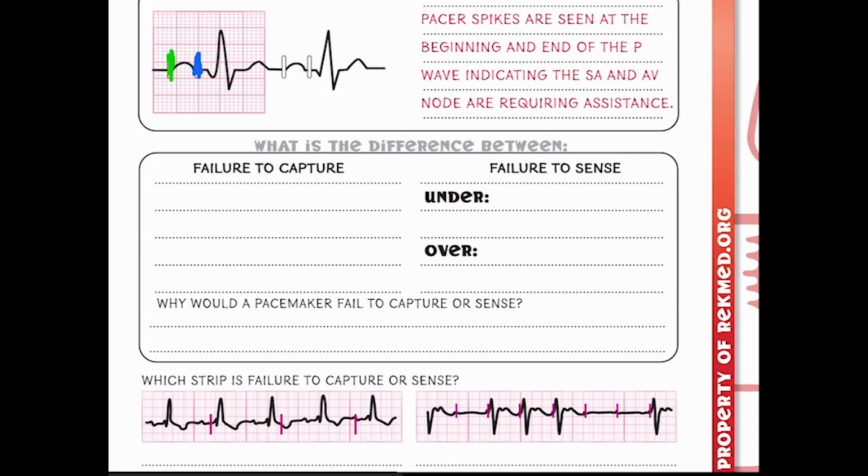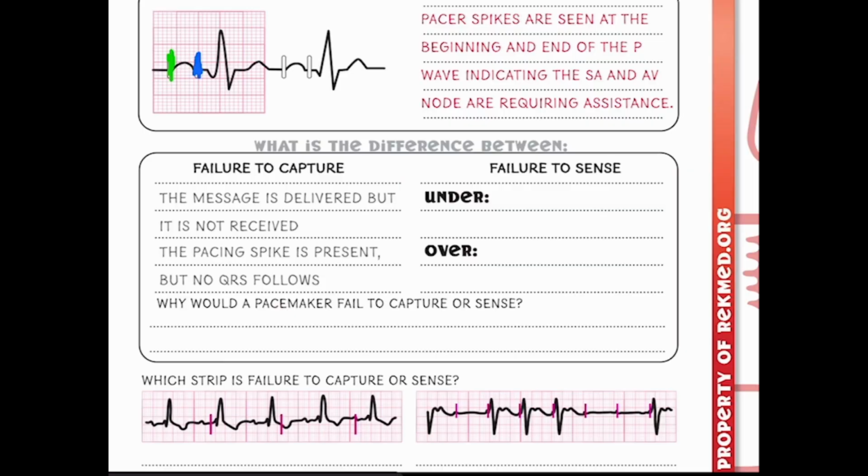But what happens when all of this goes wrong or the pacemaker malfunctions? So there's something called failure to capture and failure to sense. So failure to capture means that the message is being delivered, but it is not received. Meaning that pacer spike is present because the pacemaker is firing as it should, but there's no QRS to even follow it. So the message is delivered, but it isn't received.